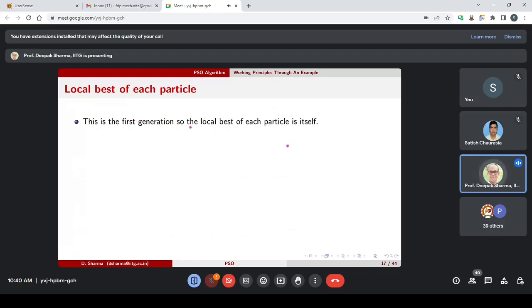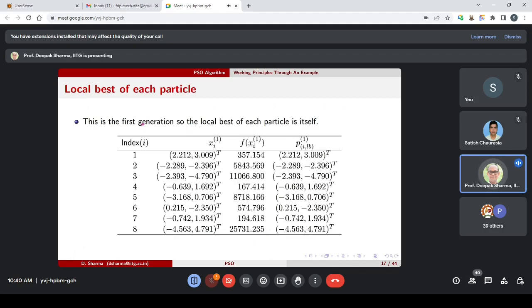Now, since it is the first generation, we are moving into another loop which will be running for all the number of particles. In this case, we will be finding the local best of the particle. Since it is the first generation, the local best of the particle is itself. So we don't have to calculate, we only have to assign it.